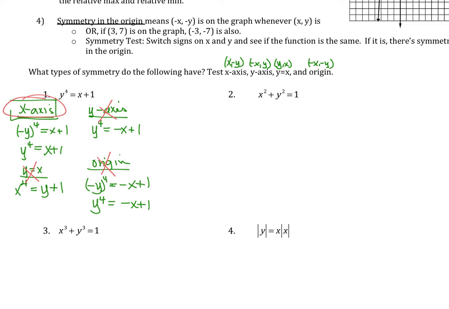Okay, let's try another one. So I'll start with the x-axis again. I'm going to plug in negative y for y. And when I square that negative y, it becomes positive y squared. So that's back to what I started with. So we do have symmetry in the x-axis for this one.